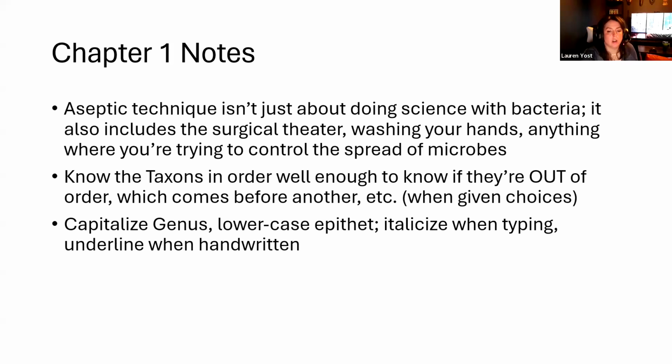Capitalized genus, lowercase epithet is how it's always going to be. So think of E. coli, right? Or S. aureus. So the first word is always going to be capitalized, Escherichia or E, even if it's abbreviated. And then the second word, the specific epithet, is going to be lowercase. So coli. And if you're typing it, it'll be italicized, and if it is handwritten, it'll be underlined.